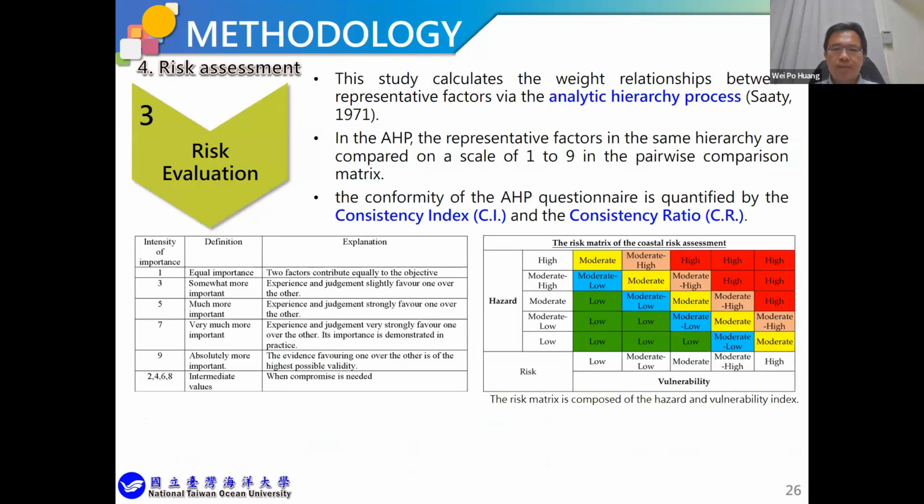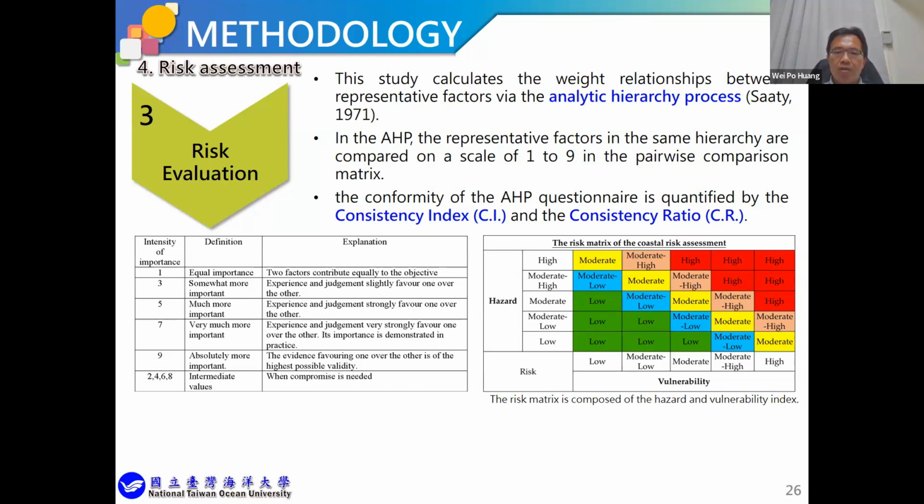In the third phase, the study conducts risk evaluation by utilizing the analytical hierarchy process, AHP, to calculate the weight relationships among representative factors. The AHP was used to organize the basic logic of the system by breaking down the problem into smaller constituent parts, followed by simple pairwise comparisons to develop priorities in each hierarchy. This systematic approach enables a structured assessment of the importance and influence of each factor, providing a quantitative foundation to comprehend their contribution to overall risk.